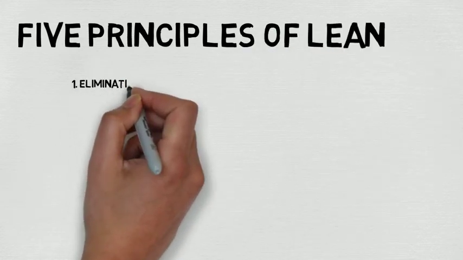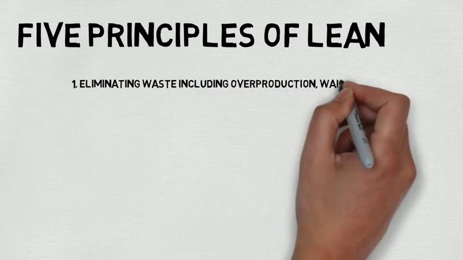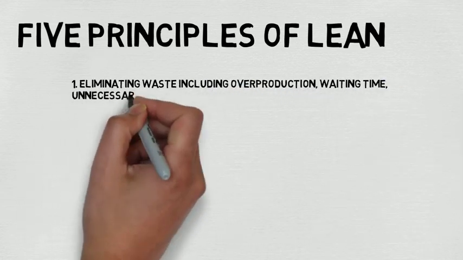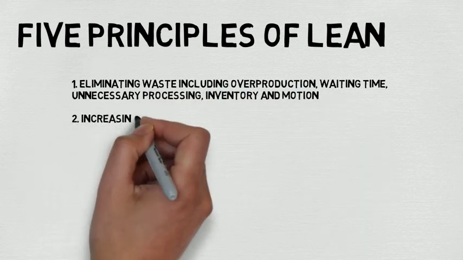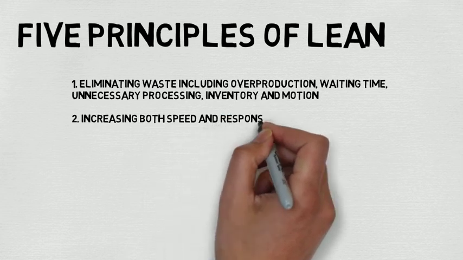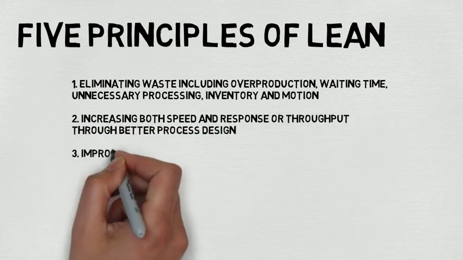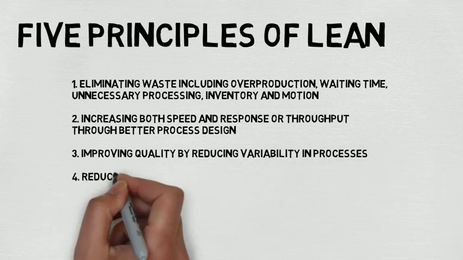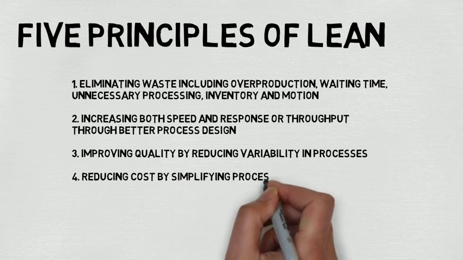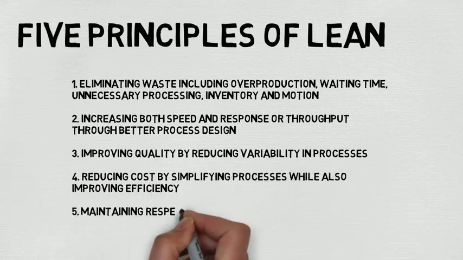They are 1. Eliminating waste, including overproduction, waiting time, unnecessary processing, inventory, and motion. 2. Increasing both speed and response or throughput through better process design. 3. Improving quality by reducing variability in the processes. 4. Reducing costs by simplifying processes while also improving efficiency. And 5. Maintaining respect for all workers.